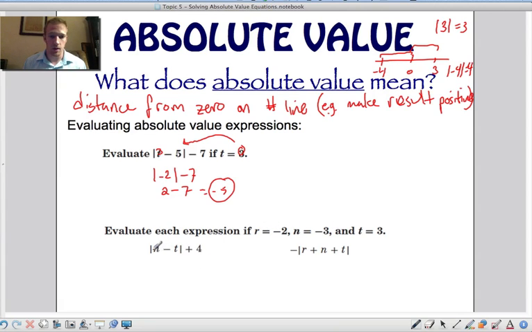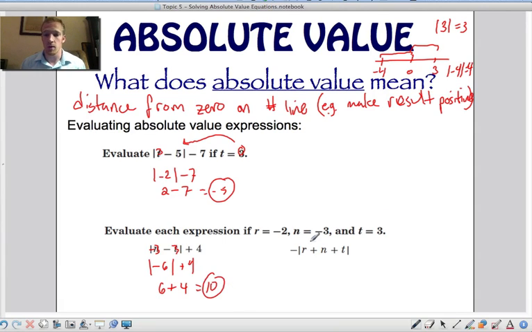Here, we're going to plug in a negative 3 for n and a positive 3 for t. So negative 3 minus 3 is a negative 6 in the absolute value. Alright, now we got just a number in there. Absolute value of negative 6 is 6. Add that to 4 and we get 10.